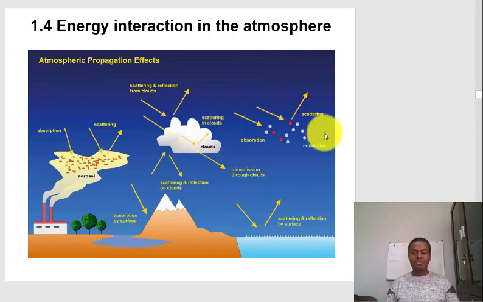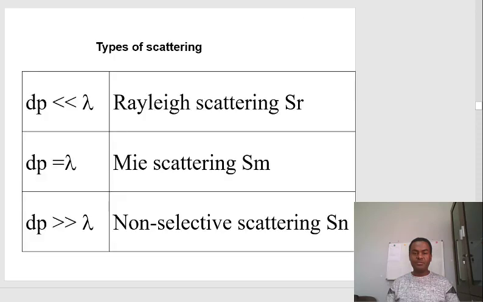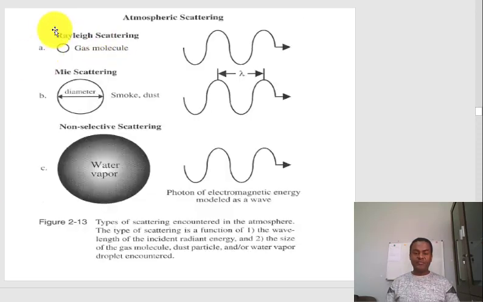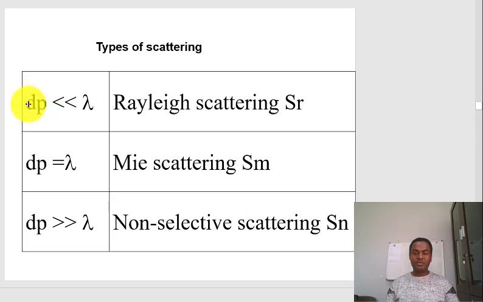When molecules are abundantly present in the atmosphere, the kind of interaction created is usually Rayleigh scattering. Rayleigh scattering is a type of scattering created as a result of the presence of gas molecules. Gas molecules are very small in diameter. They are very small in size. So when the diameter of the particle is much, much less than the wavelength of the incoming electromagnetic radiation, the type of scattering that is created is called Rayleigh scattering.